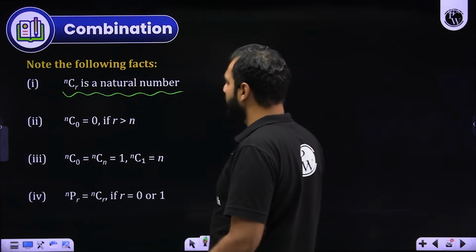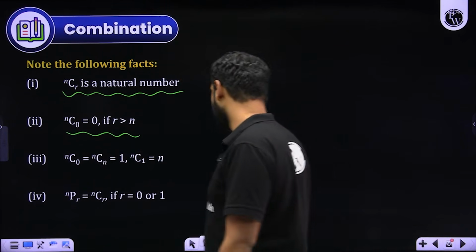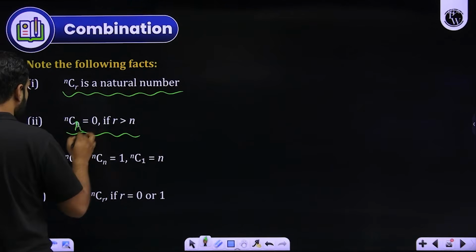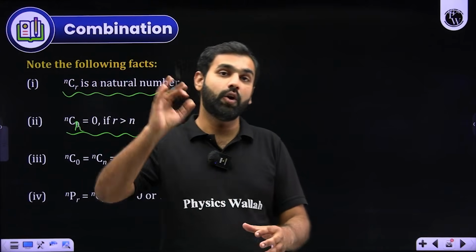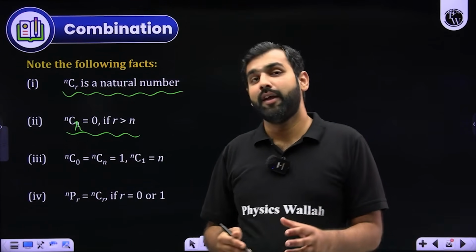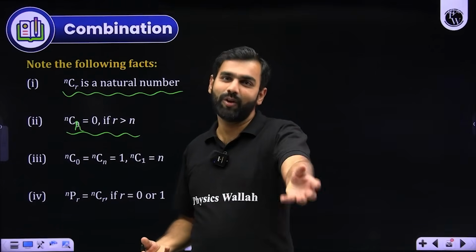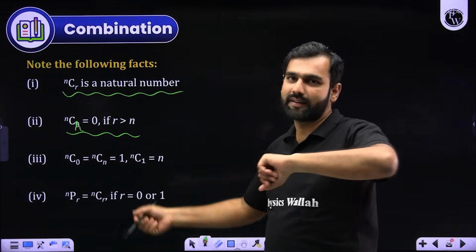Of course, always remember, nC0 will be 0. Sorry, there is a correction here. nCr will be 0 if r is greater than n. So if you are supposed to select 10 objects out of 3 objects, how can you do that? I mean, how can I select 10 objects out of 3 objects? So I hope you're realizing the catch here, that n should always be greater than r, right?